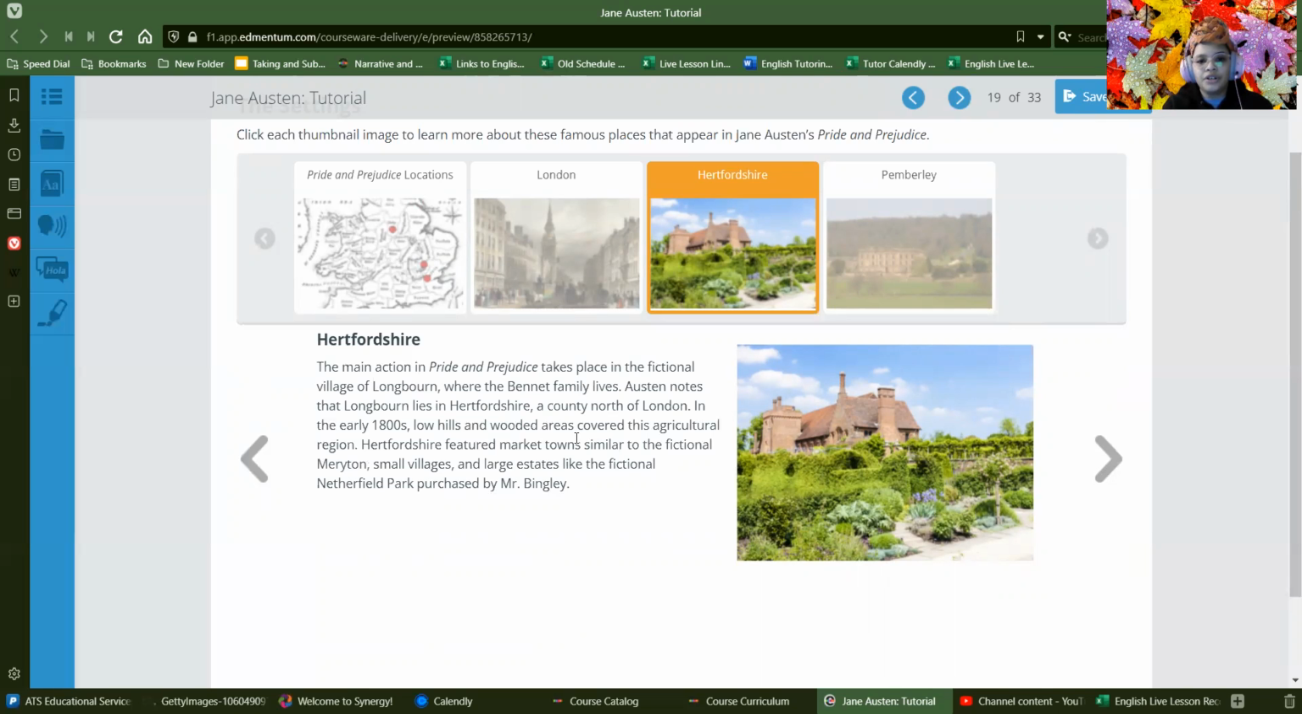It says Hertfordshire featured market towns similar to the fictional Meryton, small villages, and large estates like the fictional Netherfield Park, purchased by Mr. Bingley.